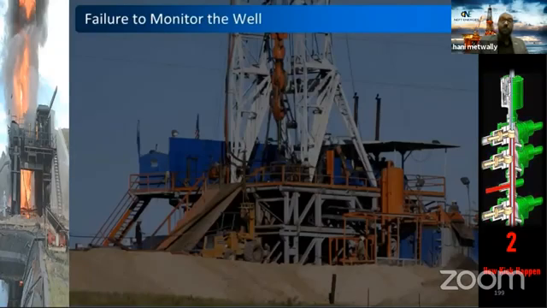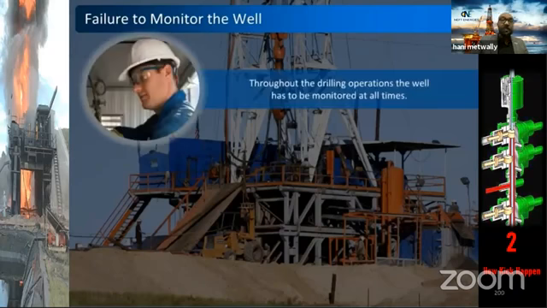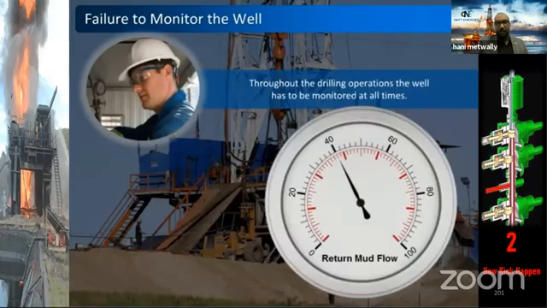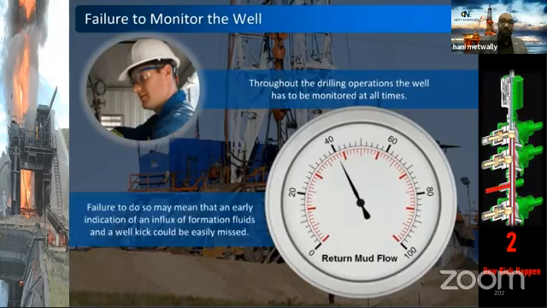Number two, failure to monitor the well. Remember, during drilling operation, we have to keep monitoring the well all the time. For example, we need to monitor the return flow from the well: how many barrels we pump, how many barrels we have in return. But if we have a failure in our monitoring devices, in this case, you will get a kick at any time without any message, without any warning sign.